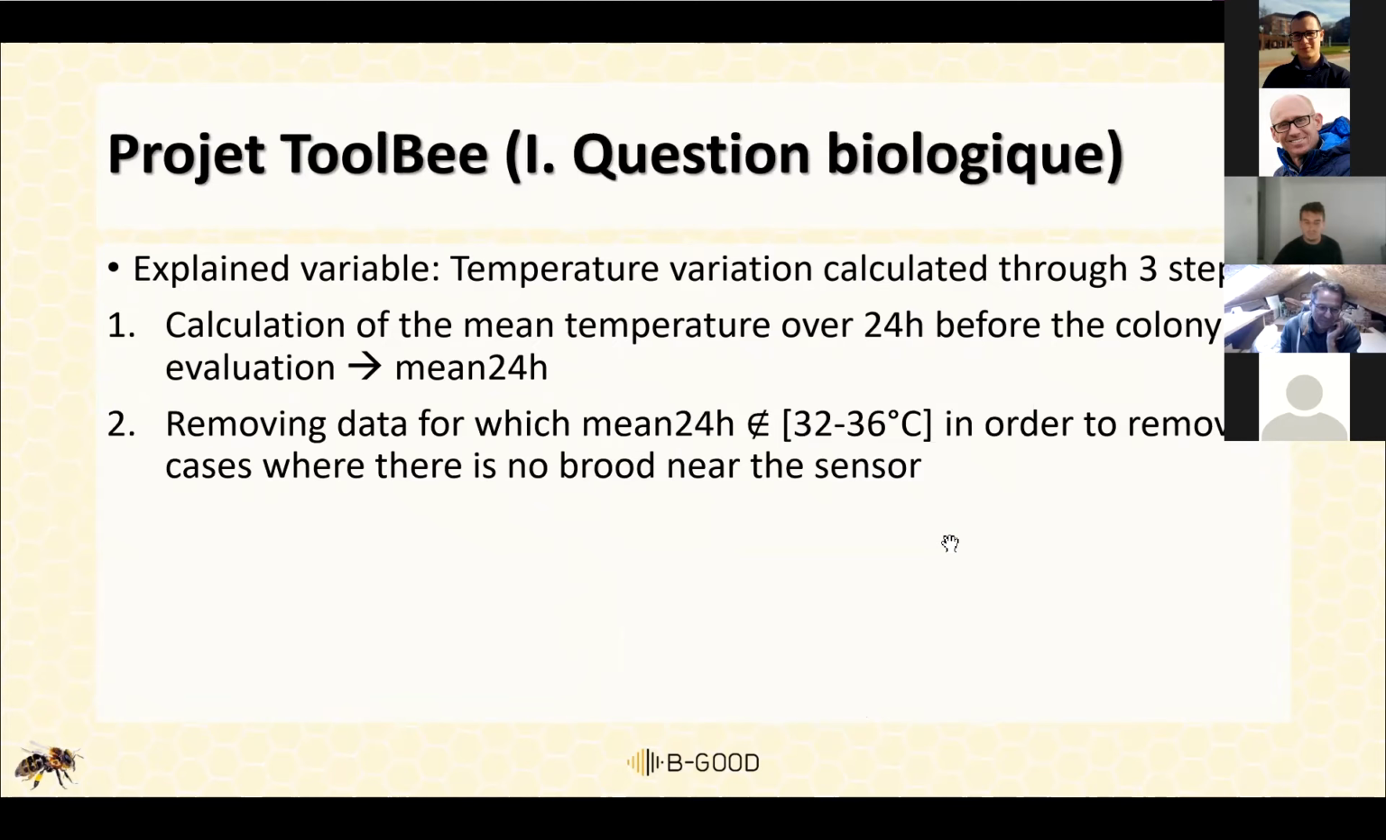After that, we also removed data for which the mean was not in the range 30–36 degrees, because we hoped by doing that to remove the cases where the sensor was not near the brood, and where the bees were not taking care of a regulation at this spot.